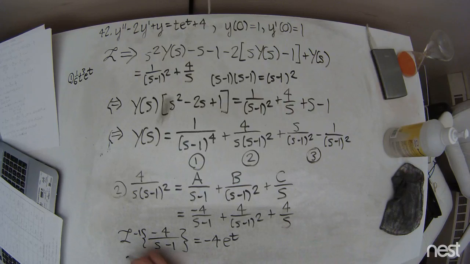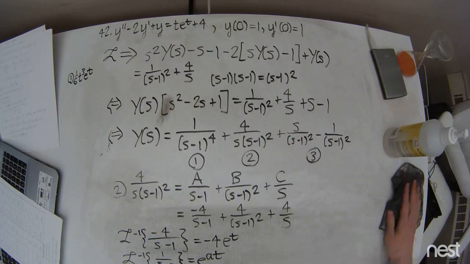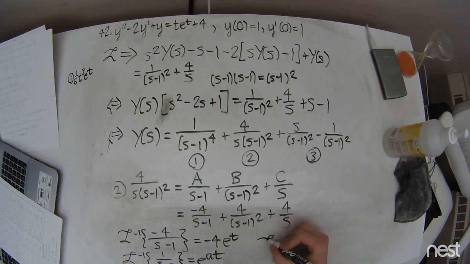So that identity, well, I don't know if identity is the right word, but that's what I'm going to go with. So the inverse Laplace transform of 1 over s minus a equals e to the at. So that's where we get this from. Now let's do the next term.